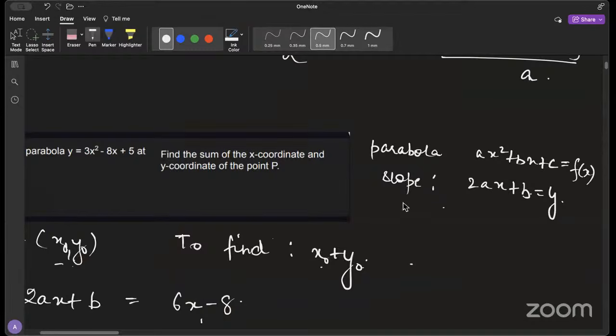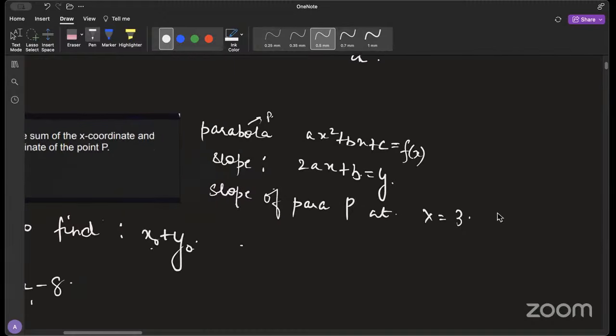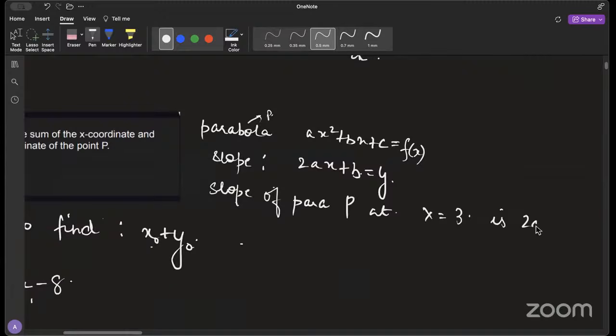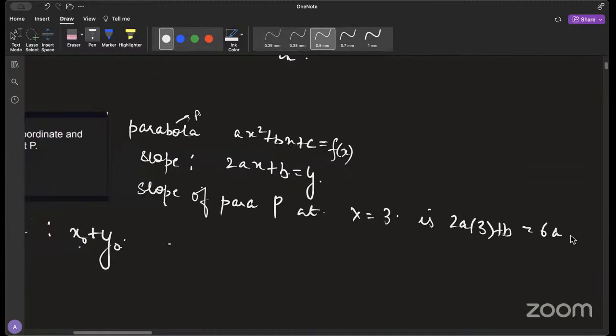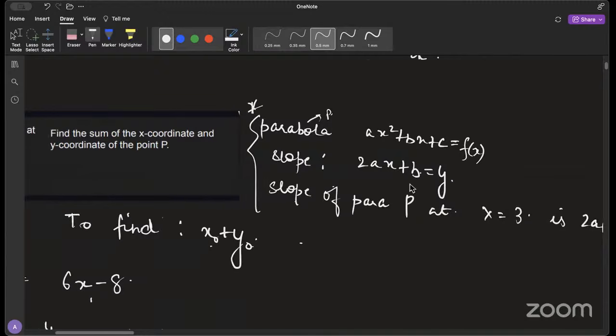So let's say if you have to find the slope at a point, let's call this parabola p. The slope of parabola p at x equals 3 is going to be 2a times 3 plus b, so that will be 6a plus b. That's how you find the slope. This is basically the formula for the slope of a parabola. Got it, ma'am.